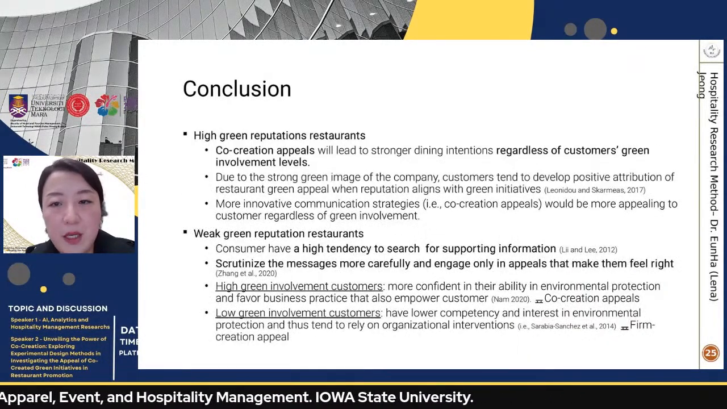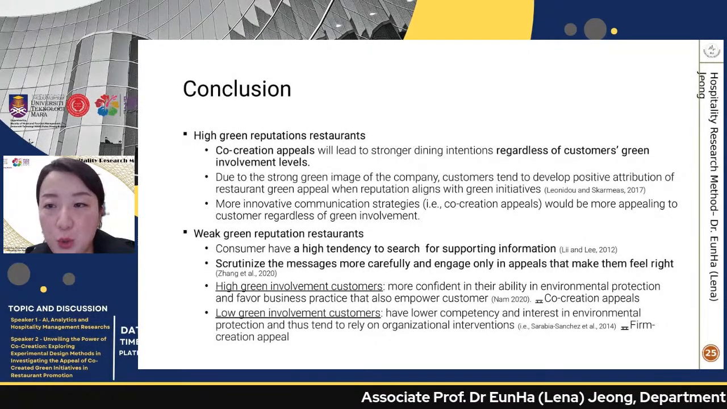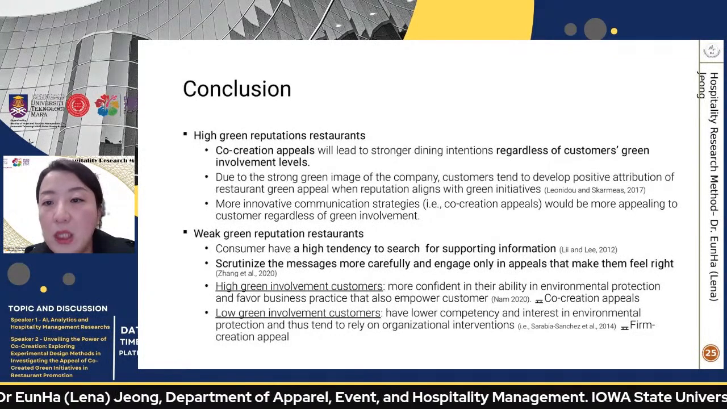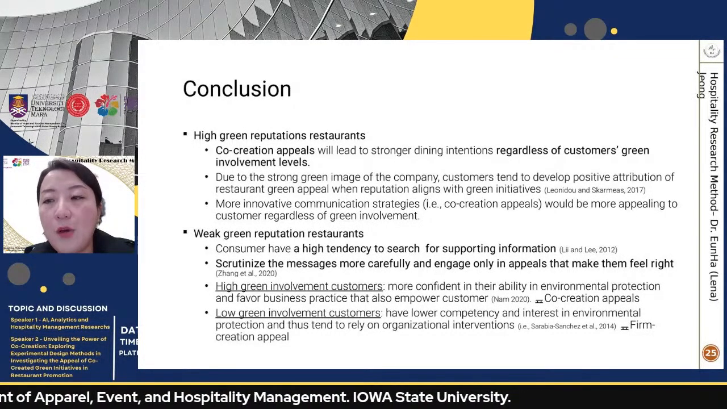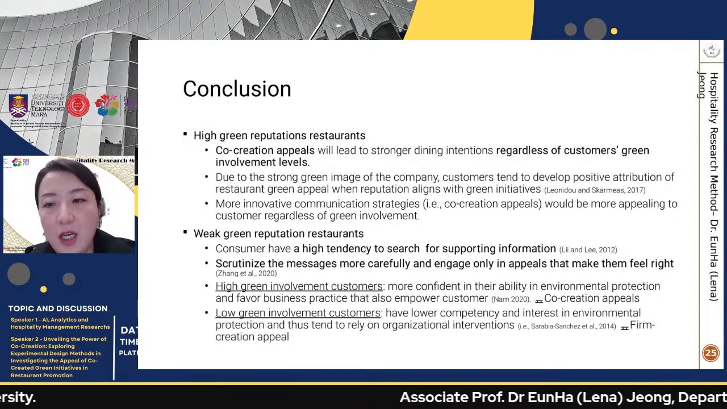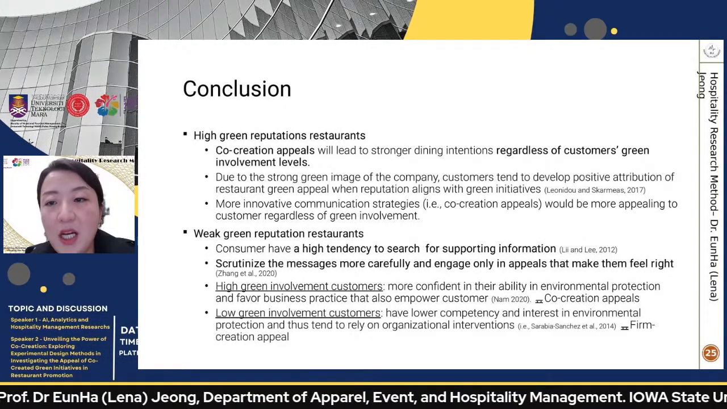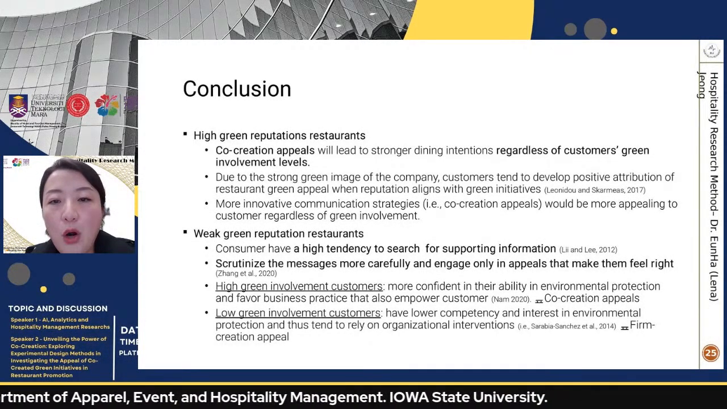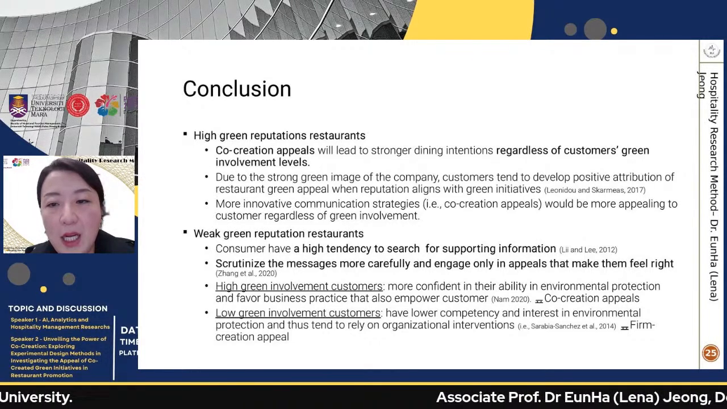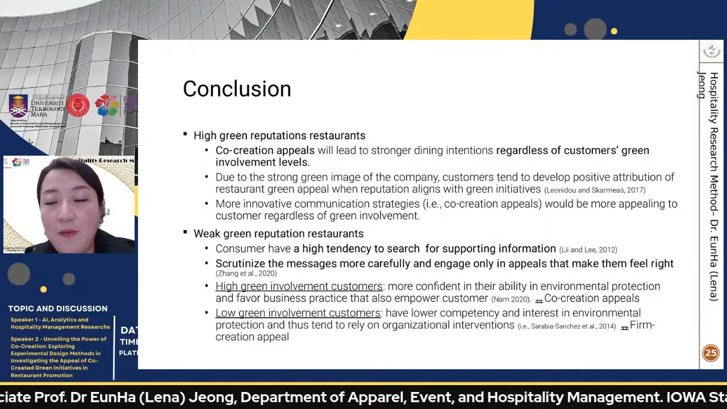Next slide, please. This is the interpretation and conclusions about our third hypothesis, which is the 2x2x2 effect. Under the high green reputation restaurant, co-creation appeal will lead to strong dining intention regardless of customers' green involvement levels. It may have happened because, due to the strong green image of the company, customers tend to develop positive attributions of the restaurant's green appeal when the reputation is aligned with the green initiatives. So more innovative communications such as co-creation appeal would be more appealing to customers regardless of their green involvement. That's why we didn't detect any interaction effect between appeal type and level of involvement.